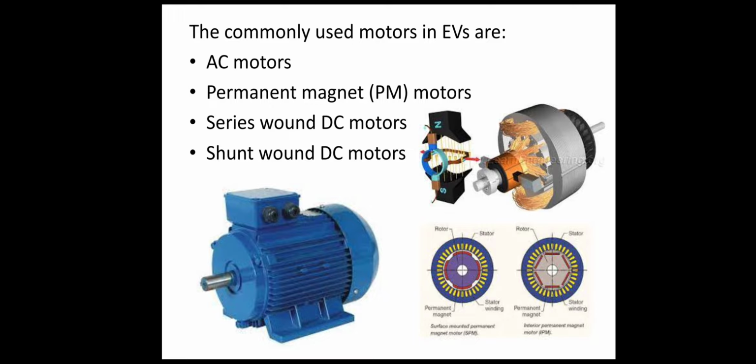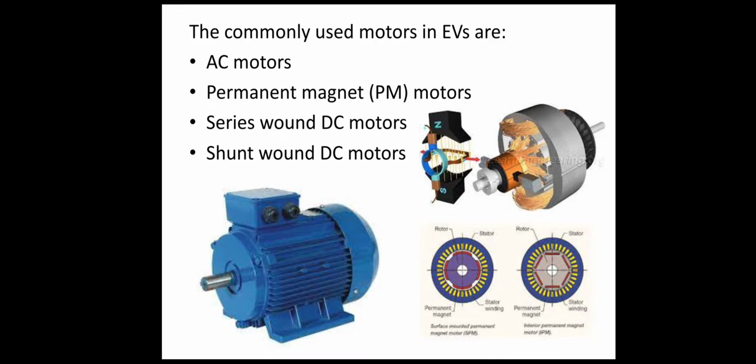DC motors were used in a number of prototype electric vehicles, mainly due to their ease of control. We know how we can control the speed of DC motors. However, the size and maintenance requirements of DC motors are making their use obsolete.